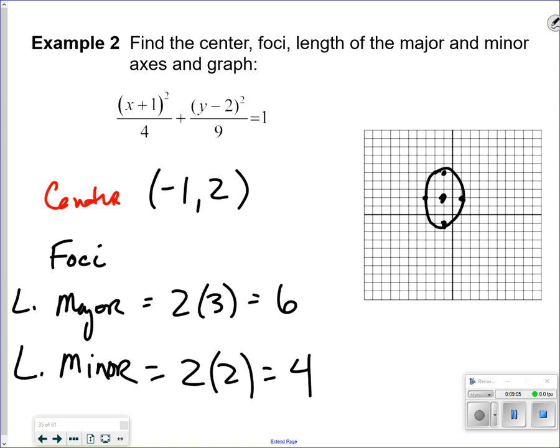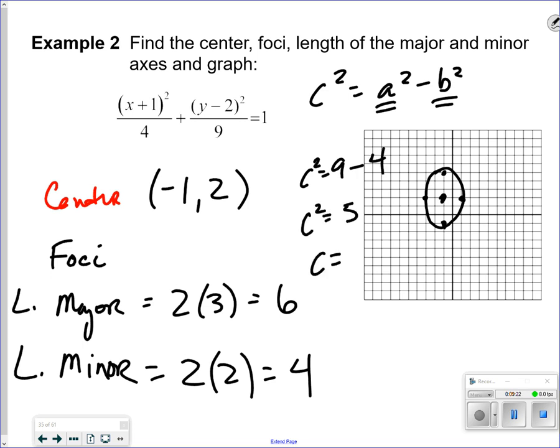With that being said, now the foci. In order to get foci, you need c. Here's what I would highly recommend everybody. a is always the bigger number, b is always the smaller number. So I'm going to take 9 minus 4. c squared ends up being 5. c ends up being the square root of 5, plus and minus.